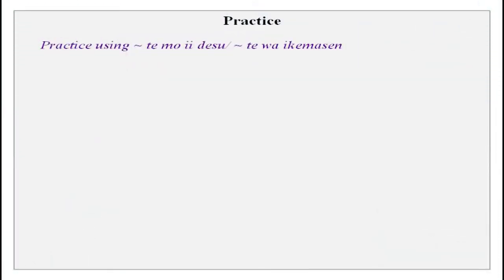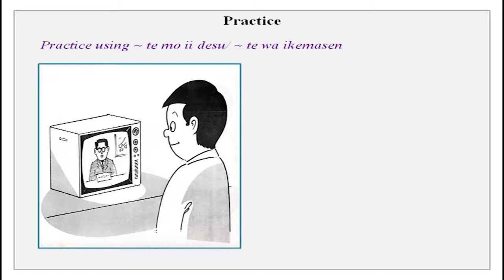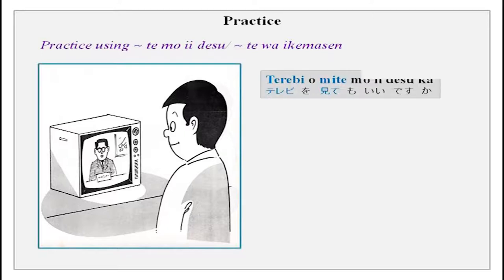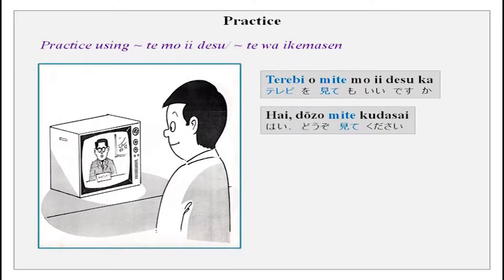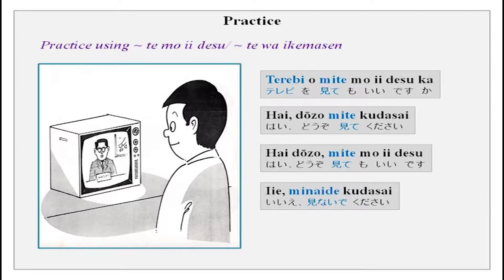Now, if you do not want to give permission, then what do you say? You have this gentleman over here watching TV. Well, terubi wo mite mo ii desu ka? Asking. Hai dozo mite kudasai. Polite. Hai dozo mite mo ii desu yo, or mite mo ii desu. It's all right with me if you watch. Iie minai de kudasai. Please do not watch.